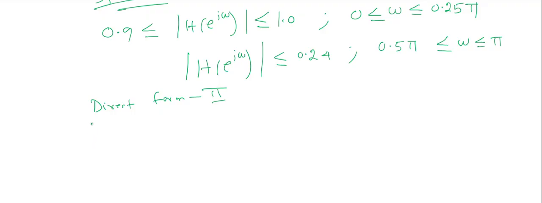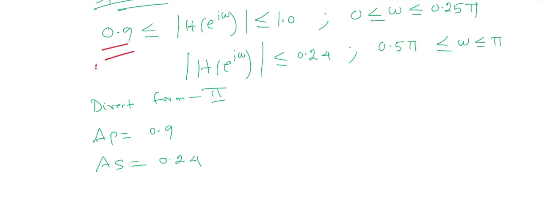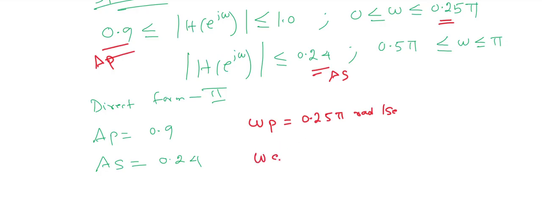Here the passband gain is given as 0.9 and the stop band gain is given as 0.24. This is the passband gain AP, this is AS. Then this is omega P. Omega P is given as 0.25 pi radians per sample, and omega S is given as 0.5 pi radians per sample.